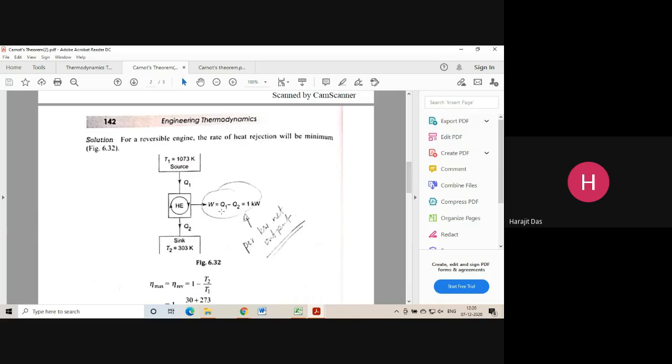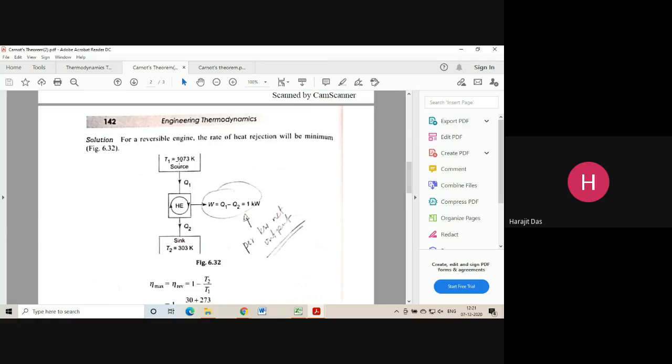Because W is Q1 minus Q2. When Q2 will be minimum, W will be nearly equal to Q1, isn't it? But Q2 is not equal to 0, what we have actually read a few minutes back. So W by Q1 will be nearly 1, but it cannot be 1, that is why its value will be a little less than 1. So here, this is the exact figure.